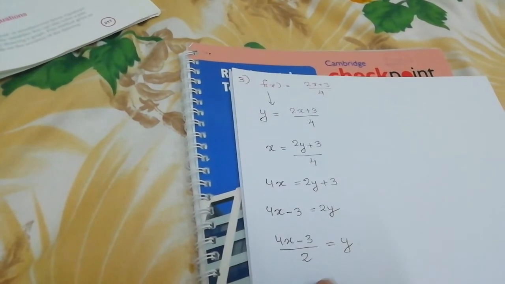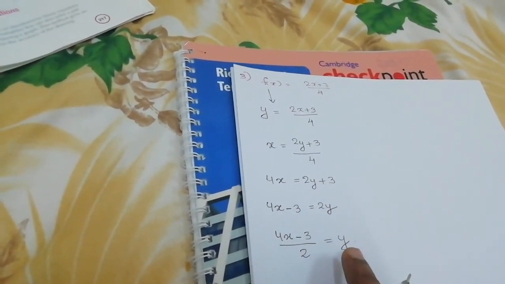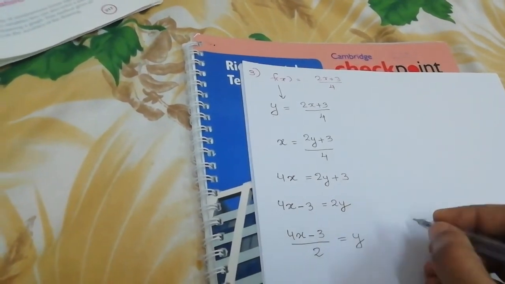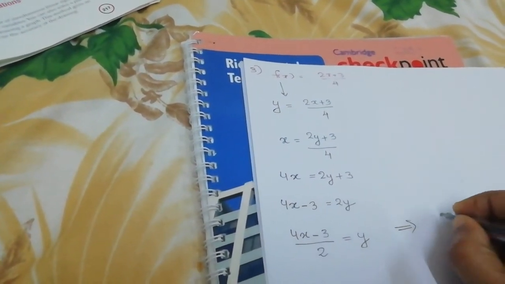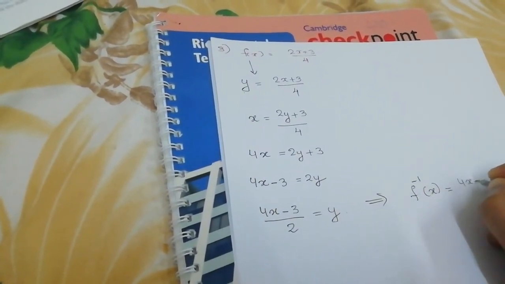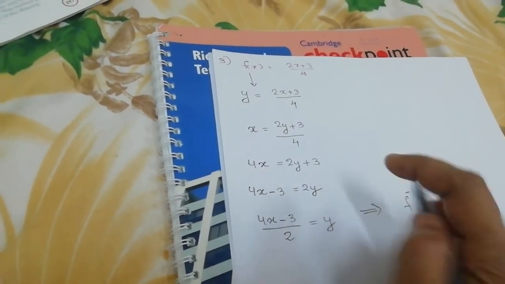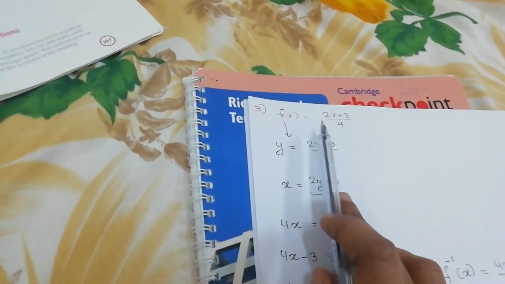So you have got your equation with y as the subject. So you can conclude your answer. The inverse of the function will be 4x minus 3 over 2. So this is the inverse of the function which is given in the question, 2x plus 3 over 4.